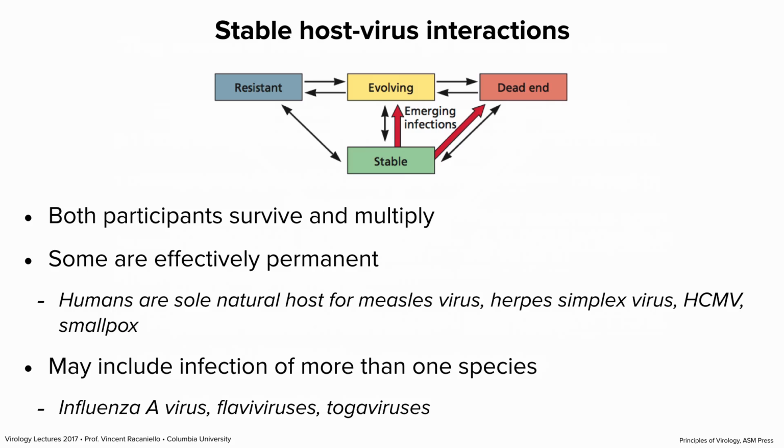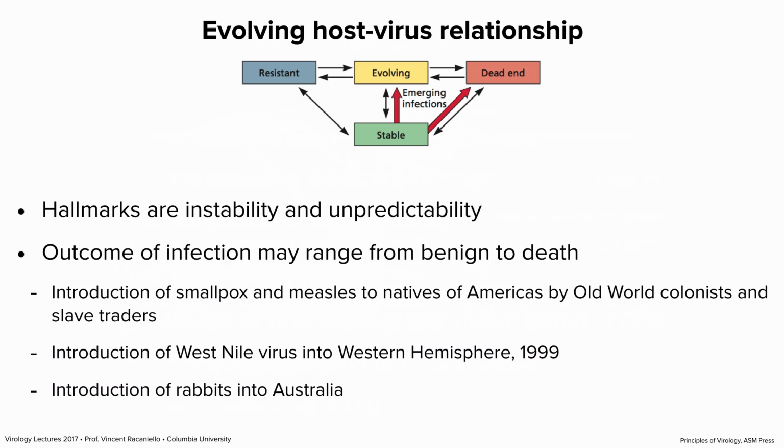So let's talk about some of these in some more detail. Stable host-virus interactions, both parts of the equation, virus and host, they both survive. And some of these are long-term or permanent. Humans with measles, herpes simplex virus, they've been in us for many, many years, as well as other species as well, cytomegaloviruses, smallpox. And sometimes more than one species is involved. Influenza viruses, flaviviruses, and togaviruses all can not only infect us, but other species as well, and can maintain stable relationships in multiple species.